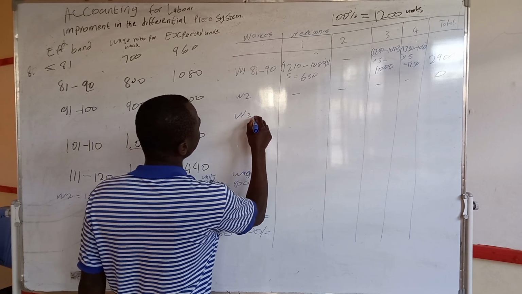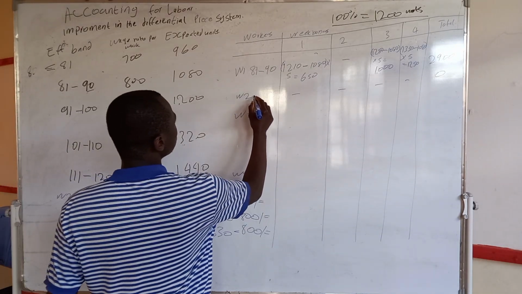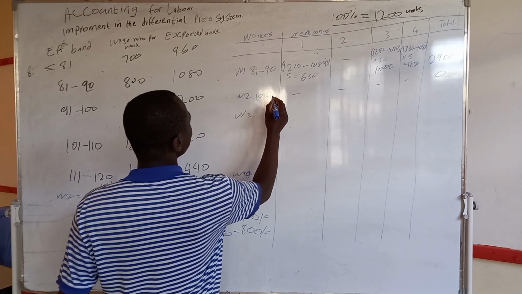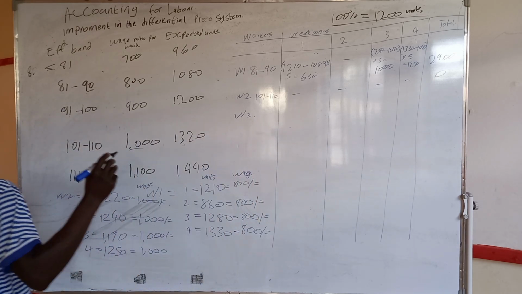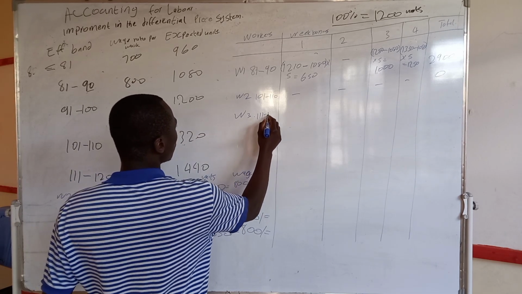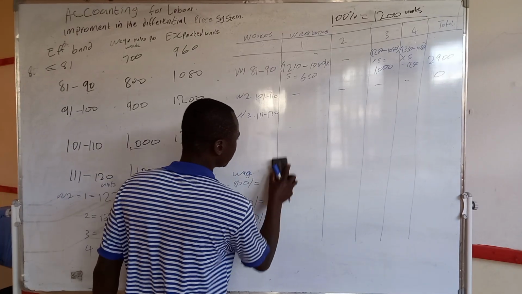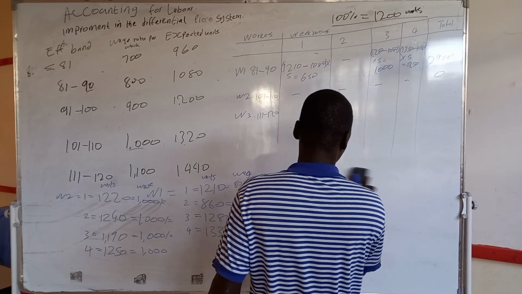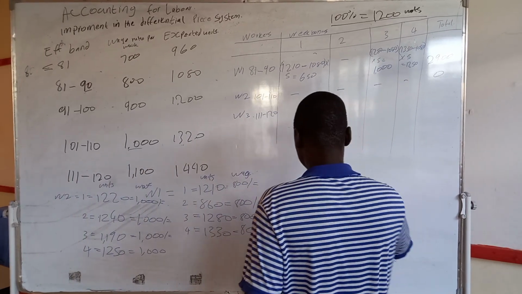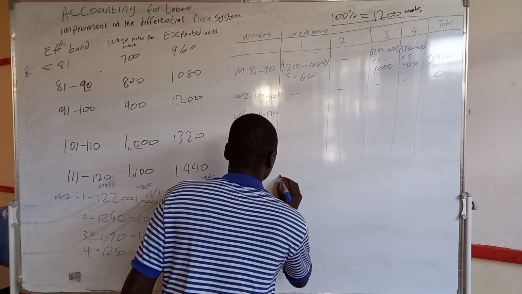Worker 3. Okay? This worker is in the bracket of 111 to 120. Because I can see there is a space, we are just finishing, so we can create a space here for worker 3.